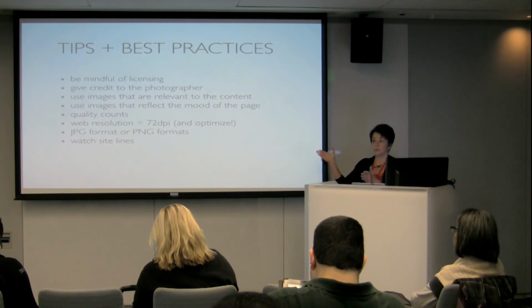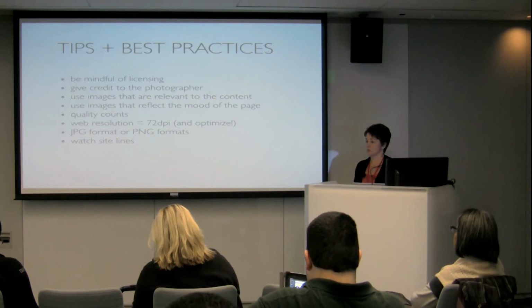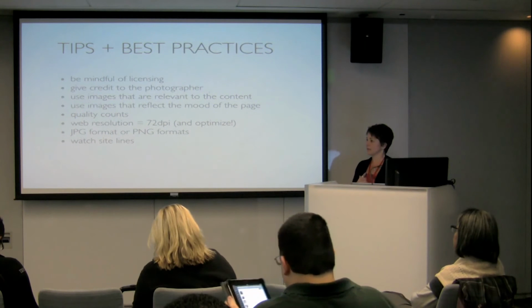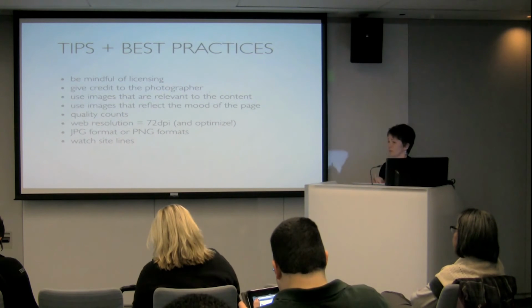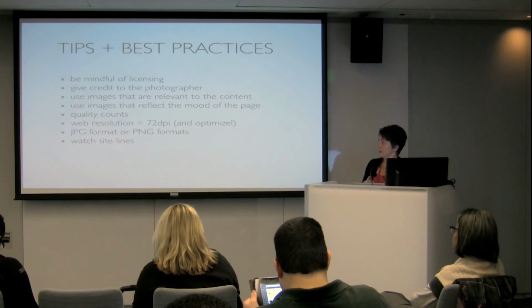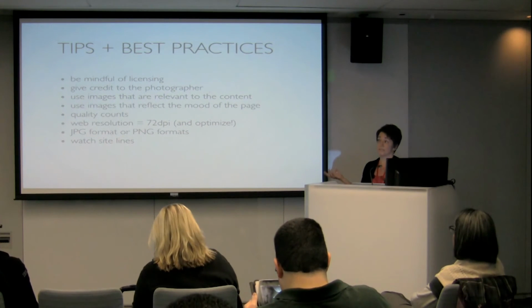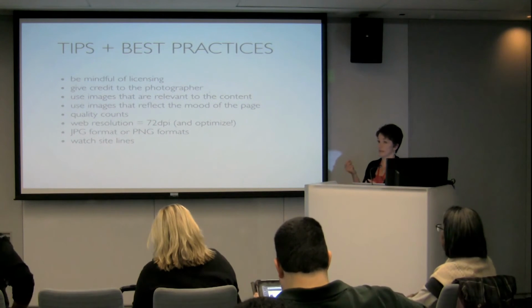Web resolution, you probably all know 72 dpi, and use optimization tools, whether you use Photoshop or an online tool or something like that. Just so that you're not using 300 dpi images on the web that will slow down your site, because we know how important speed is. JPEG and PNG formats are best. I use PNGs when I need a transparent background. Otherwise, I use a JPEG most of the time because the files are smaller.